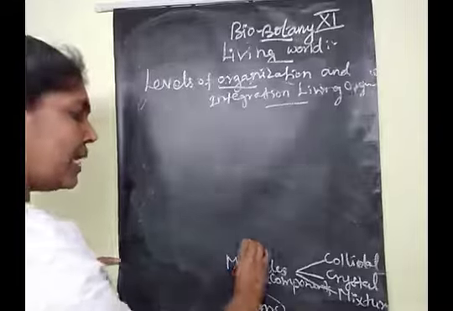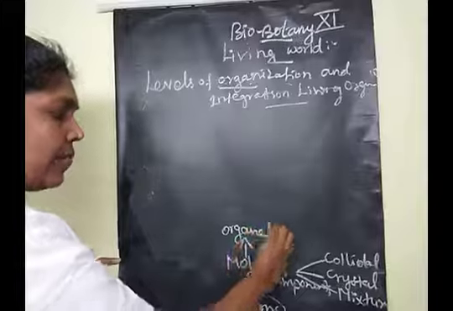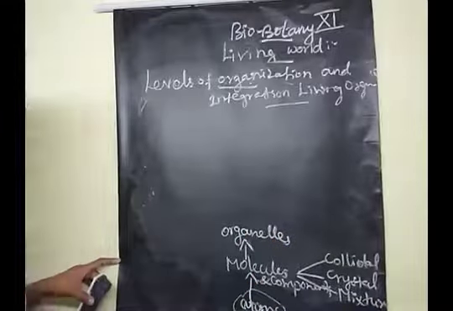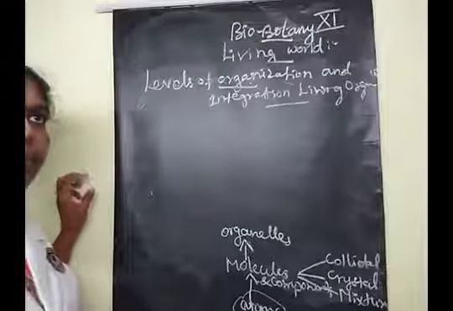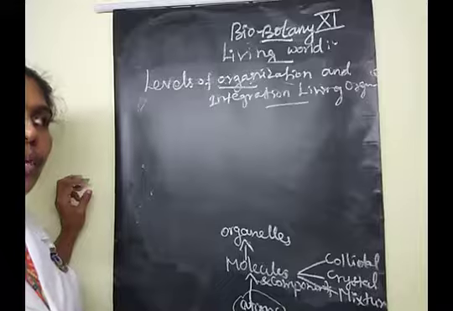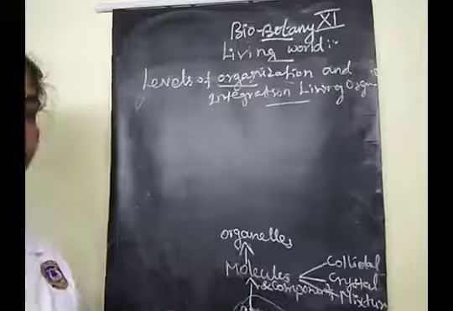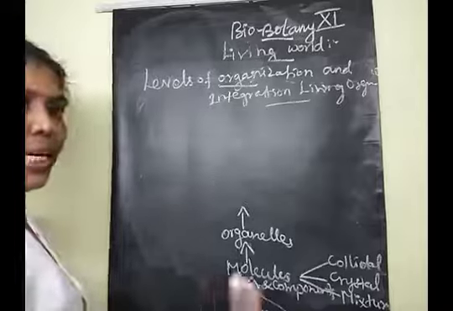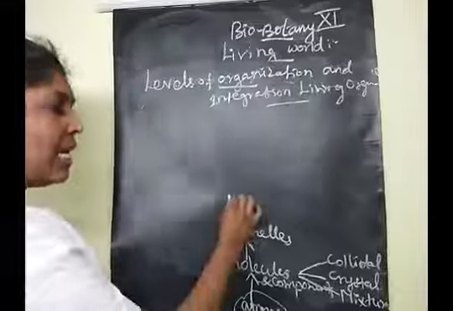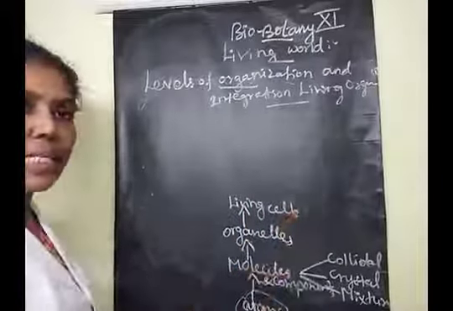Understood, children? These molecules and components form the next level, which is organelles. Okay? Can you say some examples of organelles? Yes, tell me. Mitochondria, endoplasmic reticulum, Golgi body, DNA. All these things come under organelles. Clear. These organelles form the next level, which is the living cell. Okay? Living cells.